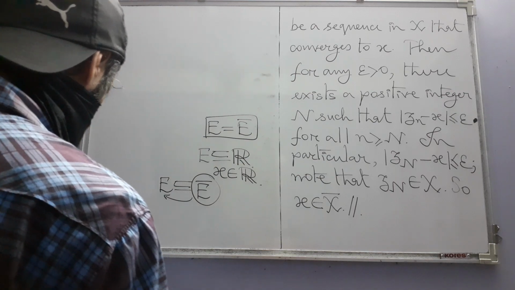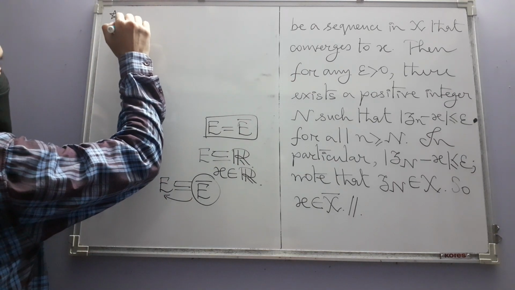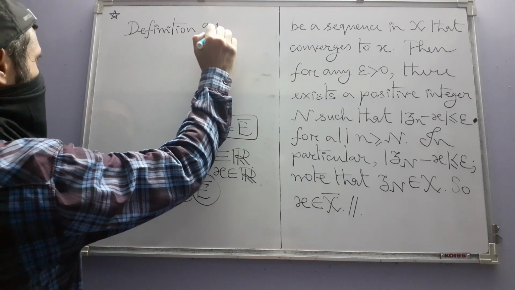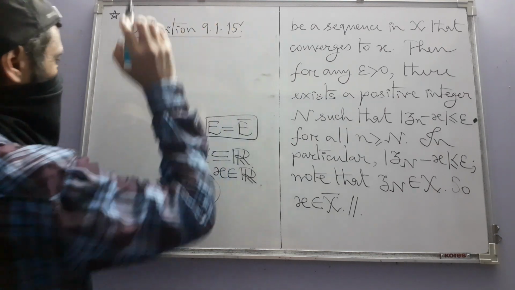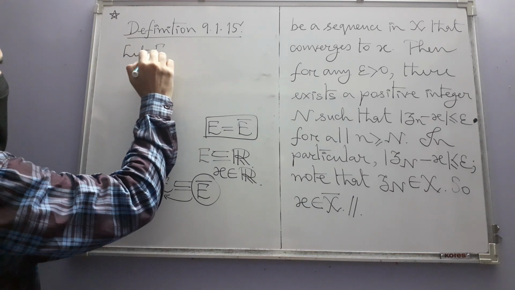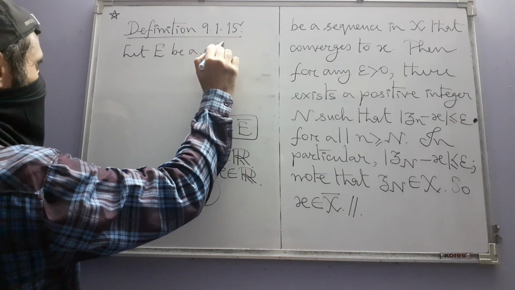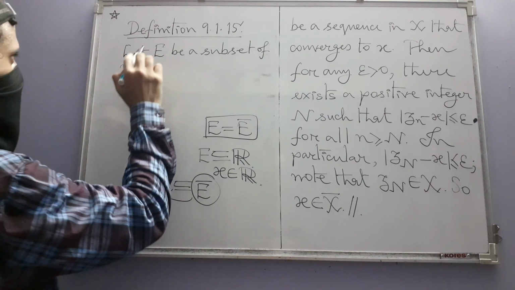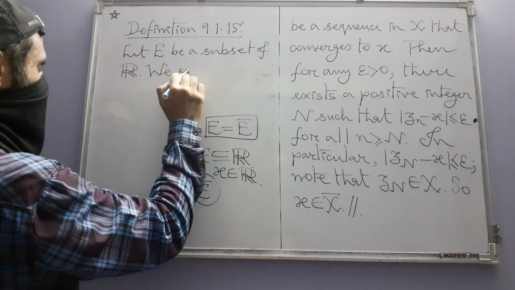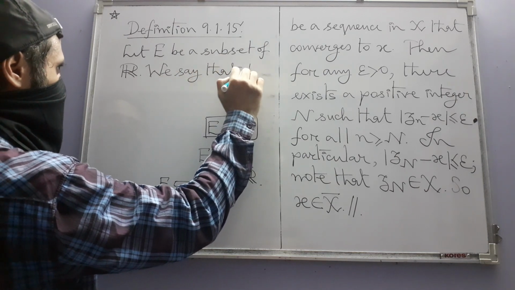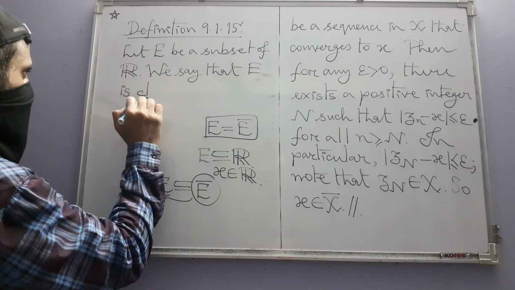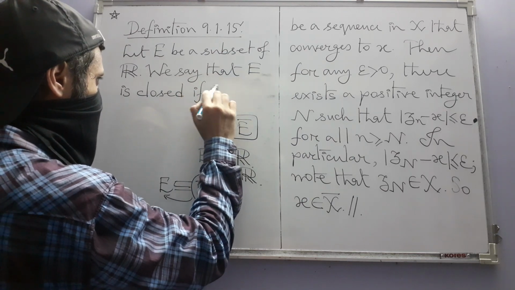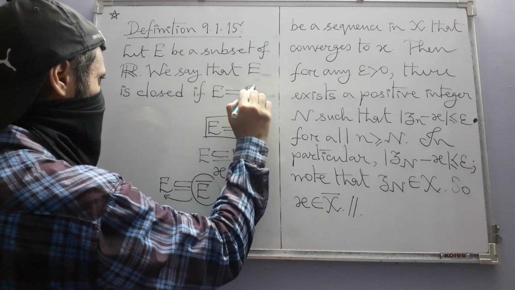So this is definition 15. Let E be a subset of R. We say that E is closed, or is a closed subset, if E is equal to its own closure.